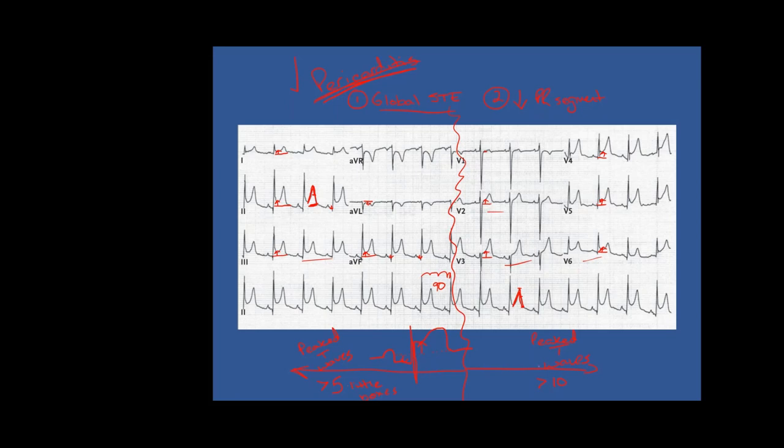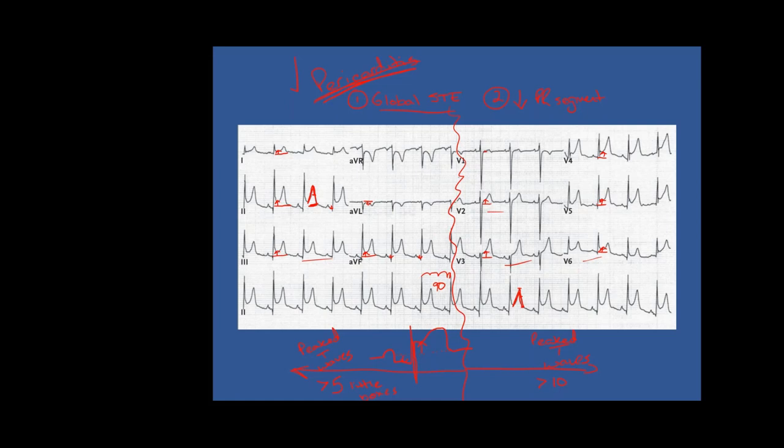So good. On the left, the 5 little boxes. On the right, we got 10 boxes. So that's definitionally the peaked T waves. That's how you evaluate that, remembering on that side it's 5, on that side it's 10, right? 5 on the left side, 10 on the right side.